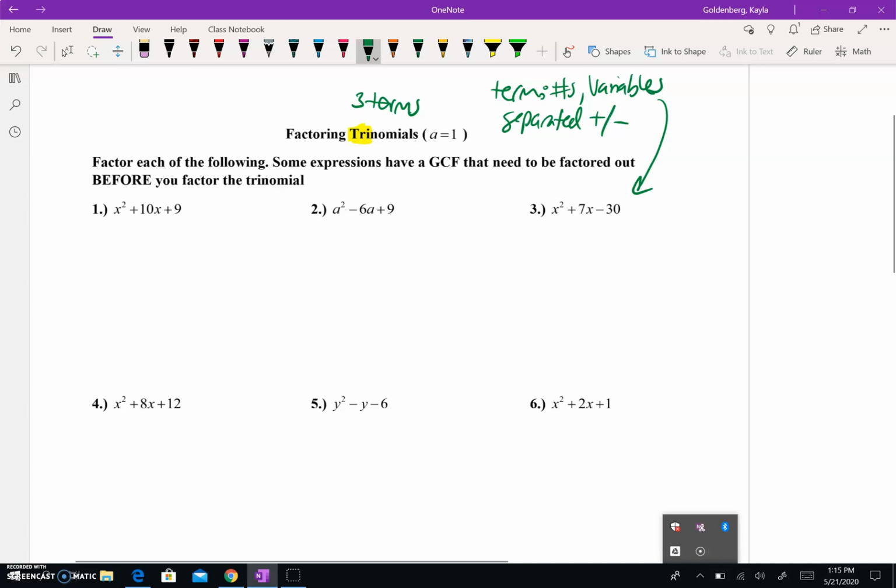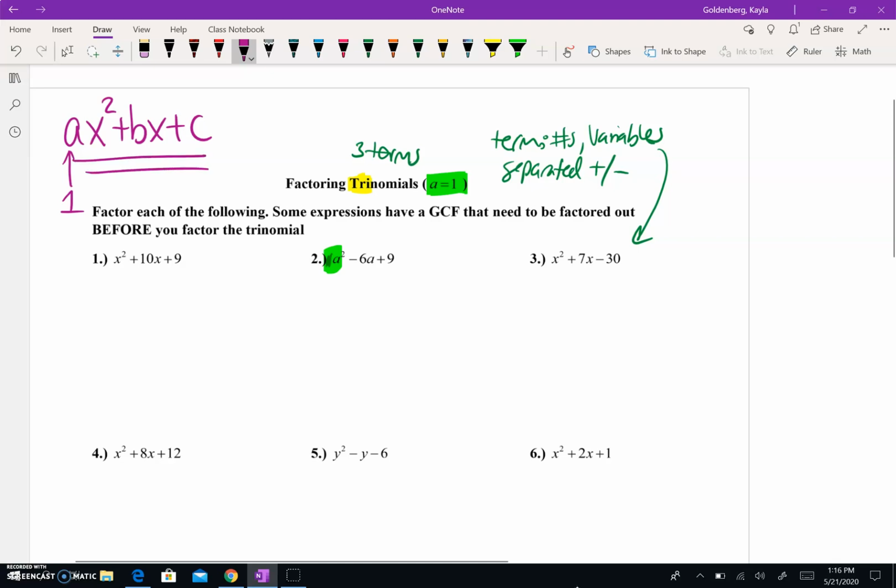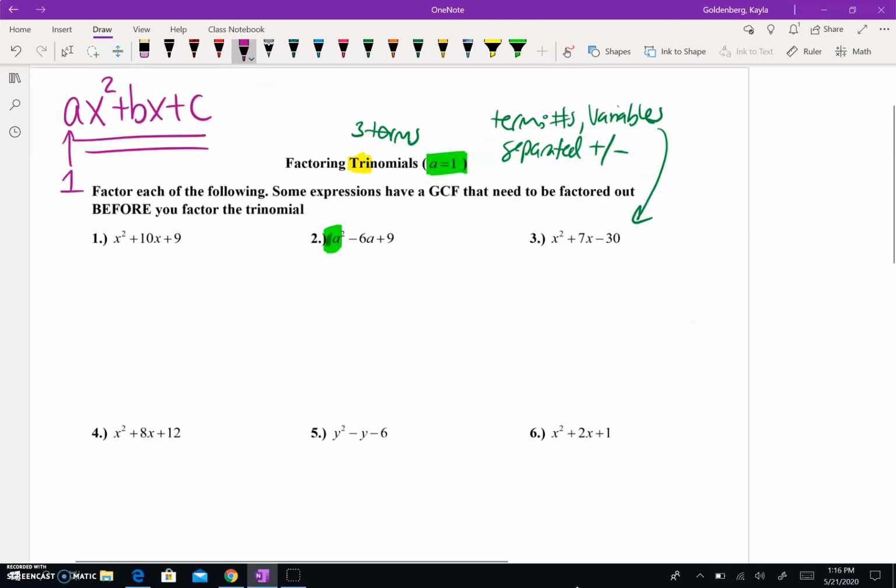So we're looking specifically at trinomials today, where the coefficient in front of your squared term, in front of x squared, is a 1. That's what they mean over here by a is 1. It's a 1 in front of x squared. Remember, your general form for this looks like ax squared plus bx plus c. So we're just saying the coefficient in front of x squared is going to be a 1. And you've probably seen that written out before in Algebra 1. They use that standard format for quadratic formula and such.